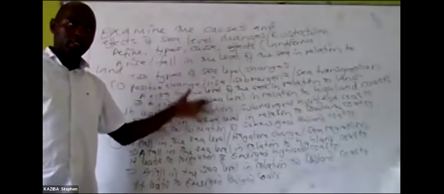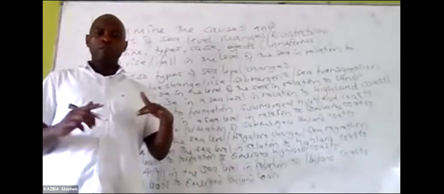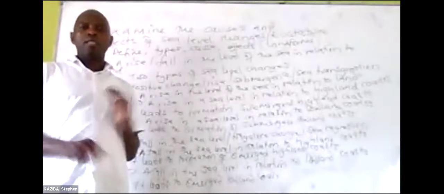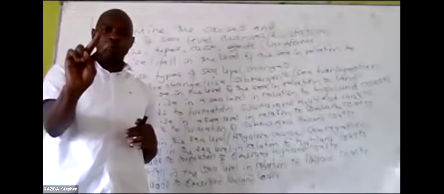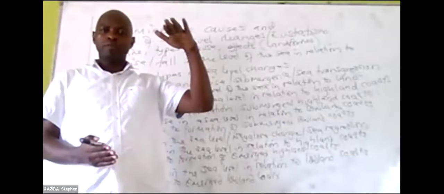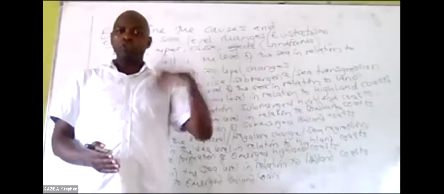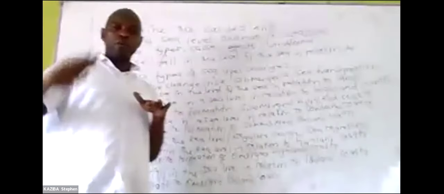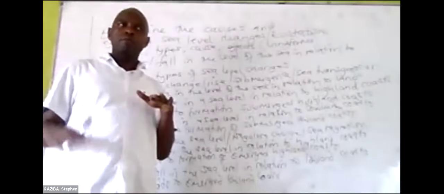So to summarize, we have a rise in the sea. This topic is called eustatism, or sea level changes, which refers to a rise or fall in the level of the sea in relation to land. So we have two types of sea level changes. We have a rise, which is also called a positive change, sea transgression, also called marine transgression. Then you also have a fall, which is also called negative change, sea regression, etc.